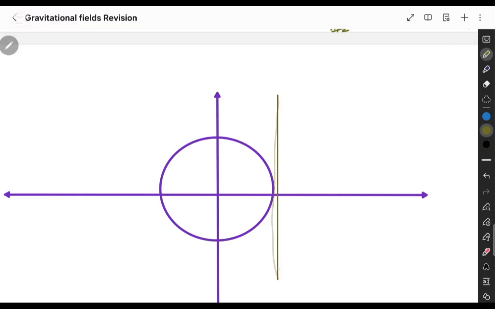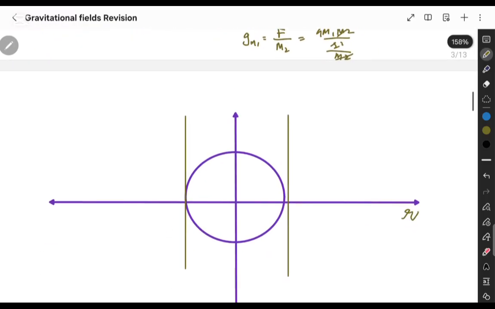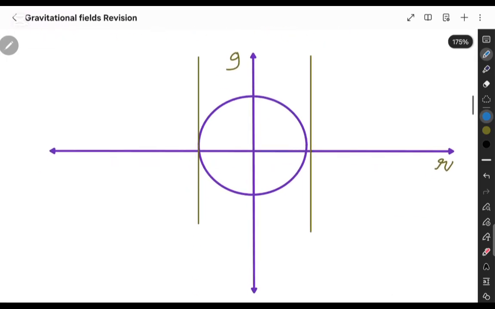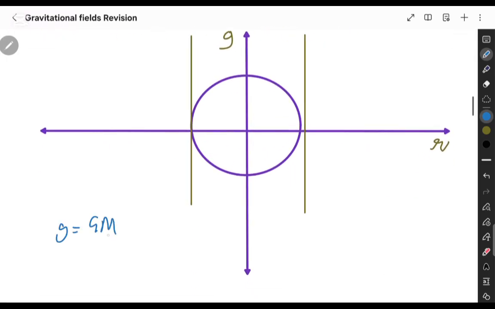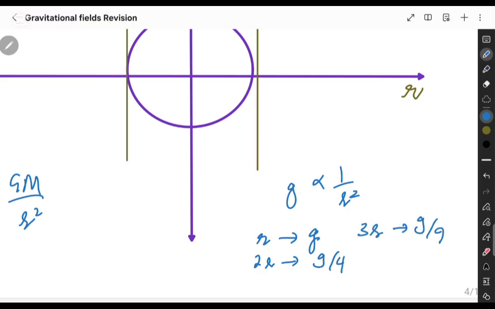So we're going to be having gravitational field lines right over here, and the relation between gravitational field strength and the distance. We have the distance r here and gravitational field strength g here. Our relation, we know g is equal to GM over r squared, so it follows an inverse square relationship. If it's r initially, then g is just going to be g. If it's 2r, then g will decrease by 4 times. And if it's 3r, then g will decrease by 9 times.